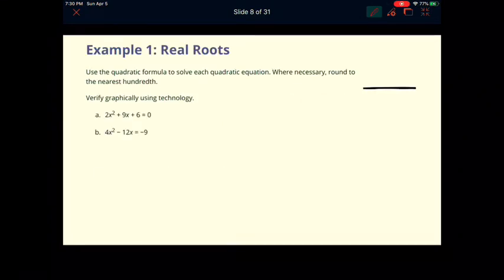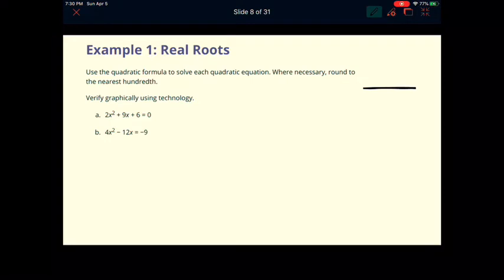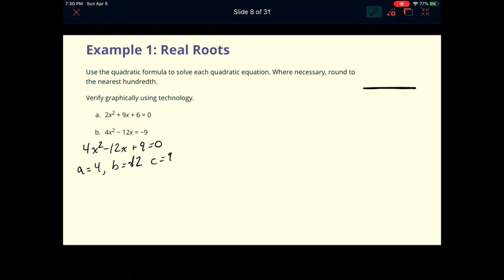Number 2, or B. So B, A equals +4, B equals, well, first we got to rearrange this. So first let's rearrange this formula so that we are equaling 0. So we always want it in the correct form. So let's rearrange first, equaling 0. So then we can say A equals 4, B equals -12, and C equals 9.